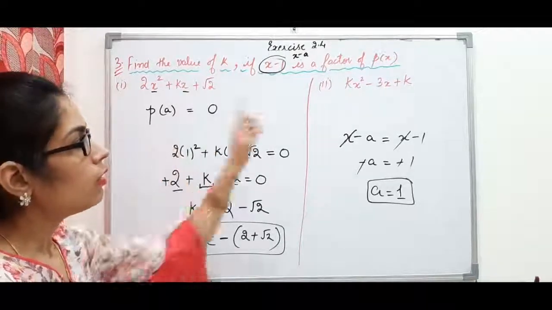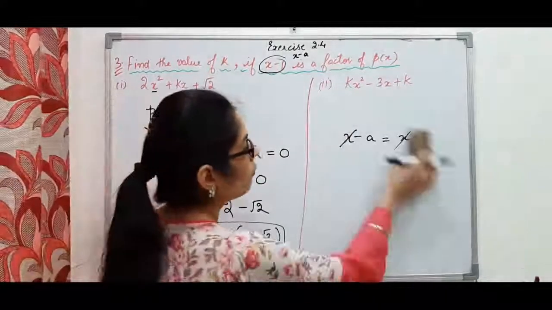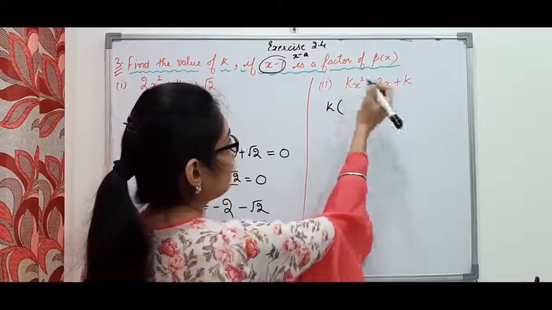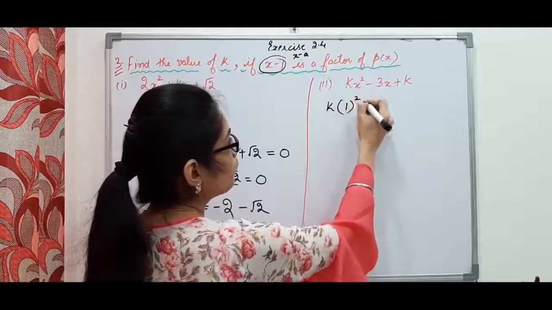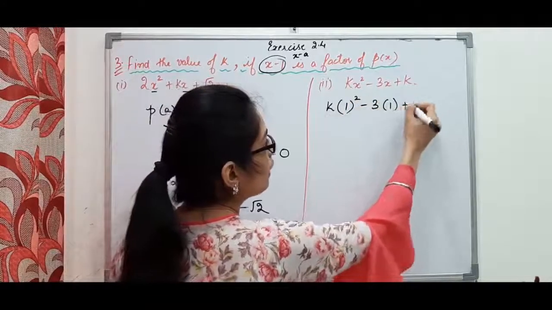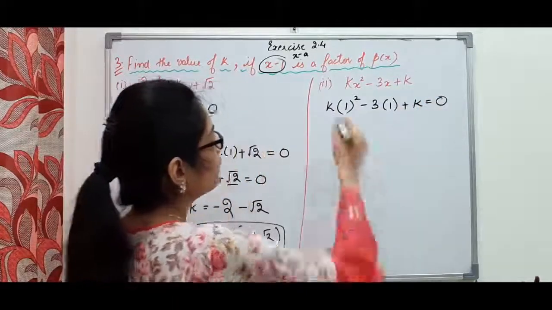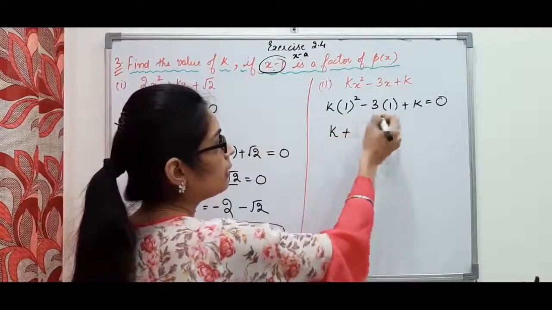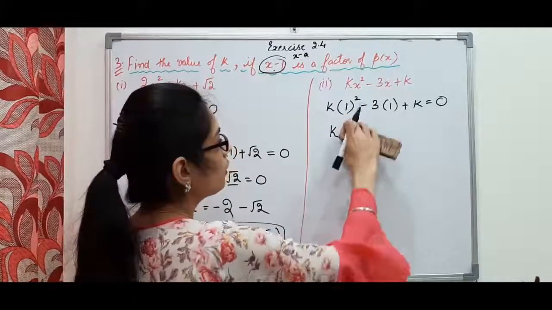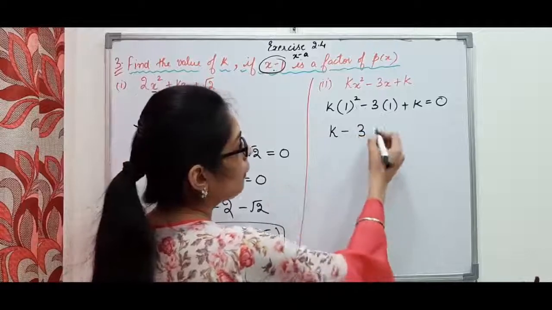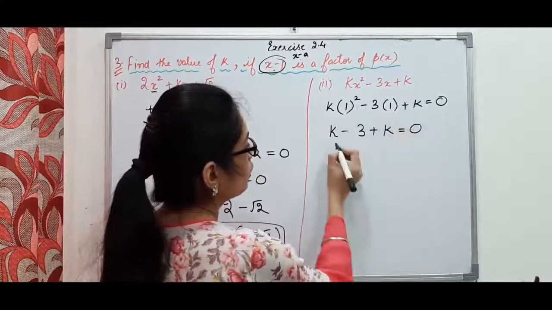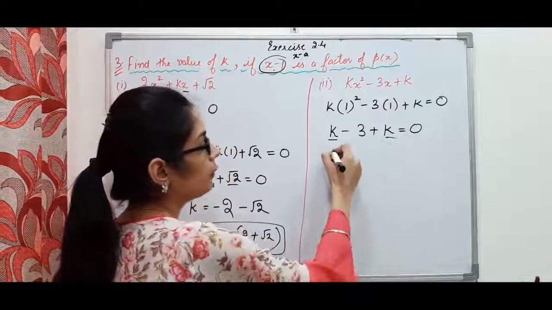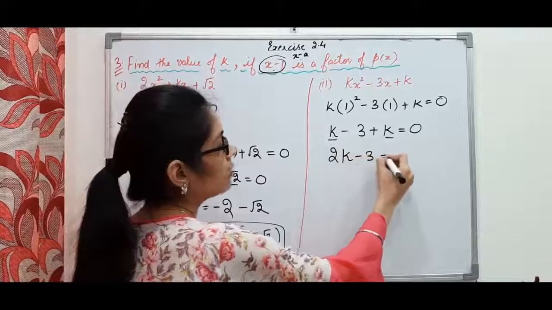So we'll do the same thing for that part also. A we know, and p(a), which means when I put the value of x as 1, it will be equal to 0, since it is a factor. k into 1 will be k, 3 into 1 will be 3, plus k is equal to 0. Like terms we know can be added. So k plus k will be 2k minus 3 is equal to 0.